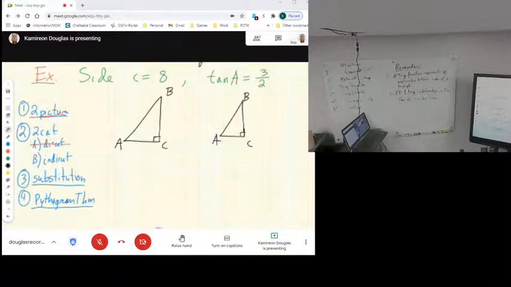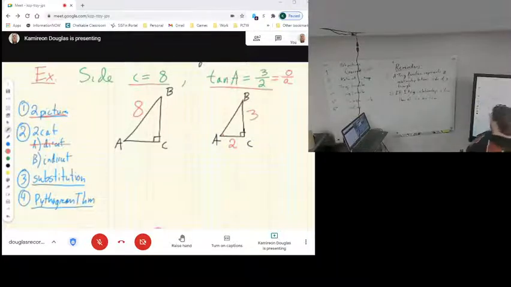There we go. Now, according to the given of the problem, it states that C is equal to 8. So I go to my picture, C is 8. In my second picture, it says that tangent of A is 3 over 2. So here's my angle A. The opposite, remember tangent is opposite over adjacent. So the opposite of A, that'd be over here, has to be a 3. The adjacent to A, which is down here, would have to be a 2.